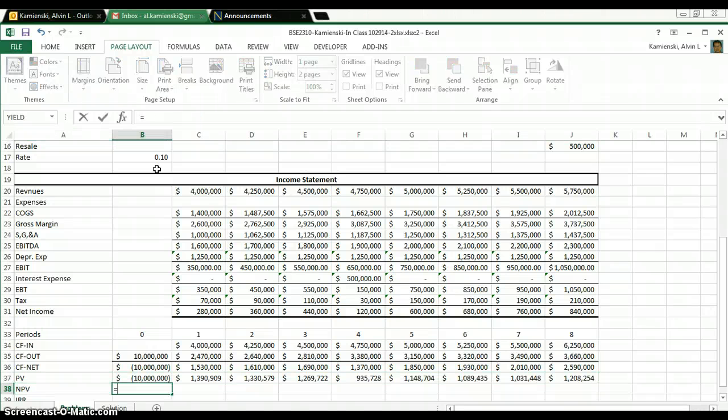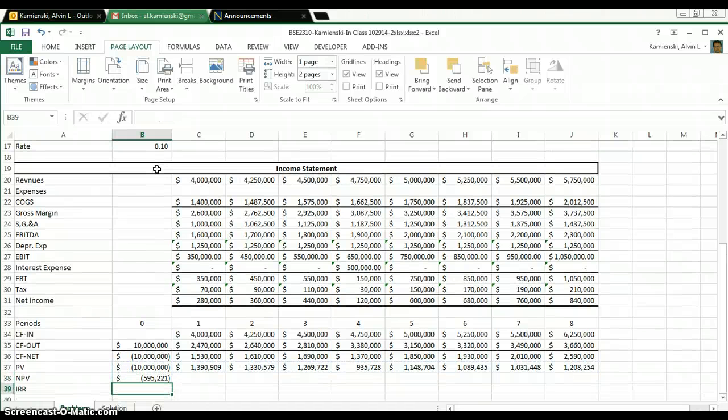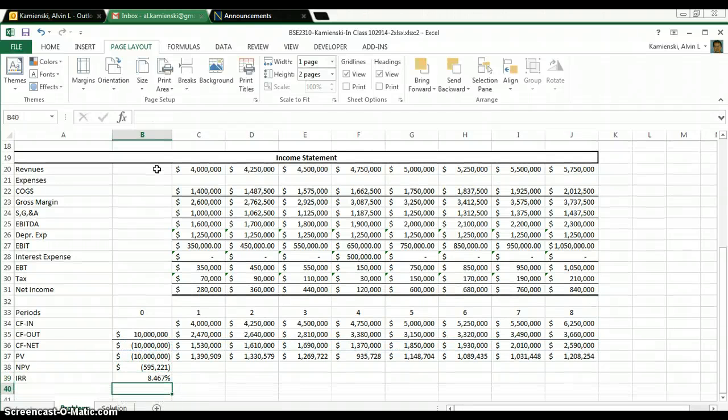Now we know that NPV is simply the sum of all of our present values, and we end up with a negative NPV of approximately $600,000. Let's go ahead and solve for our IRR by using our cash flows net as our inputs, and you see we have an IRR of about 8.5%.